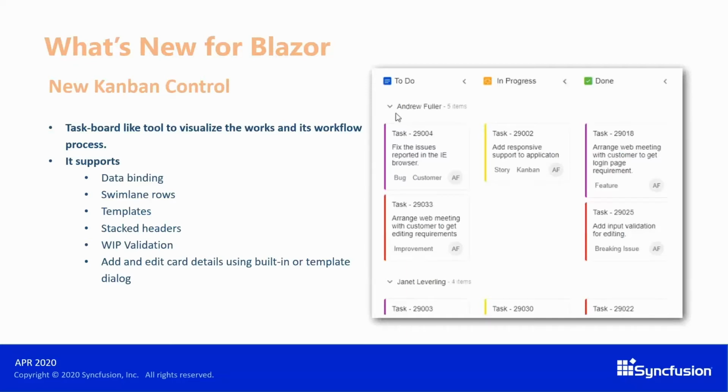As we all know, the Kanban control is used to manage and visualize the tasks of any set of users, and also you can manage the workflow process. So it comes with several features in its initial preview state now, like the data binding, swim lane rows, templates, stacked headers, work in progress validation, and you can even add and edit the card details using the built-in or template dialog. So I will show the examples for all these features now.